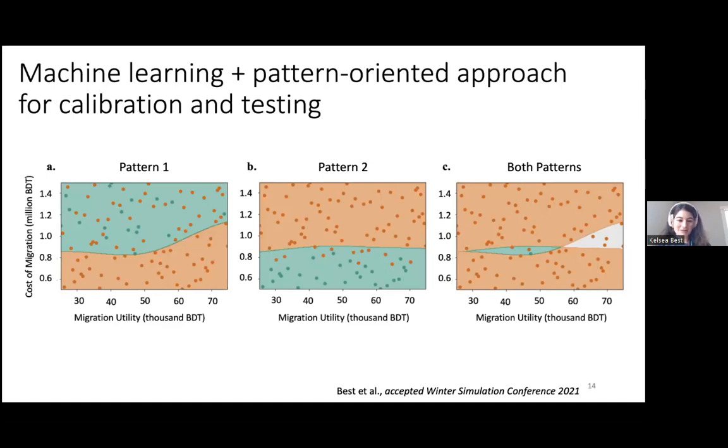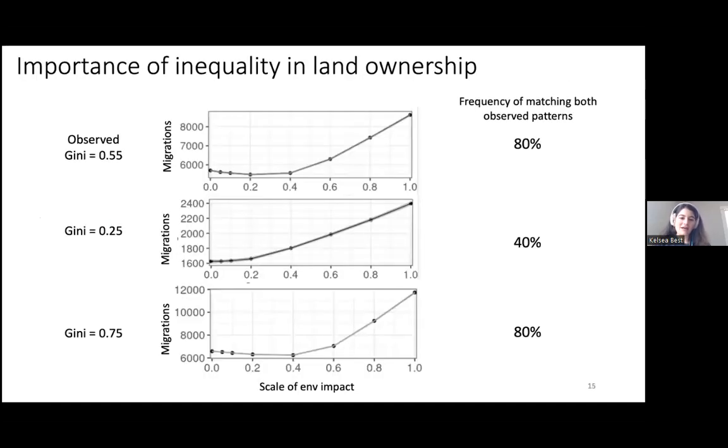And I'll speed up a little bit, but what we found is that initially the economic model was not doing a good job of reproducing our patterns. We went back, used our empirical knowledge to change our land distribution within the model, and we started to actually see really good matching to both of our patterns.